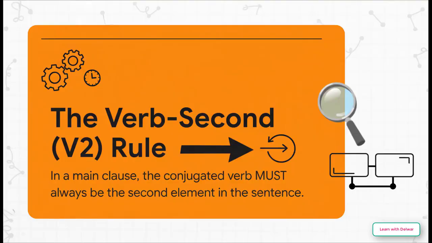So here it is, plain and simple. In a main clause, which is really just a fancy way of saying a normal sentence or statement, the main verb, the action word, absolutely has to be the second piece of information, the second element. There are no ifs, ands, or buts about it.